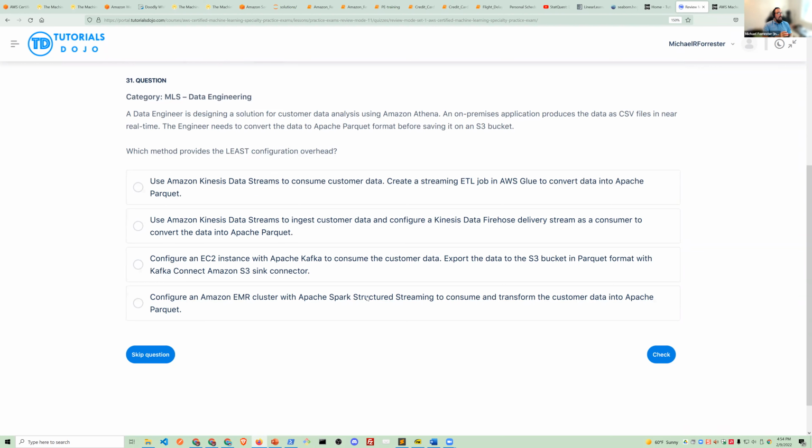Data engineering is designing a solution for customer data analysts using Athena. An on-premise application produces the data as CSV files in near real time. The engineer needs to convert the data to Parquet before saving it on the S3 bucket. What can you use to capture an on-premise application that produces CSV in near real time and convert that near real time reception of data into Apache Parquet before it's saved in S3?